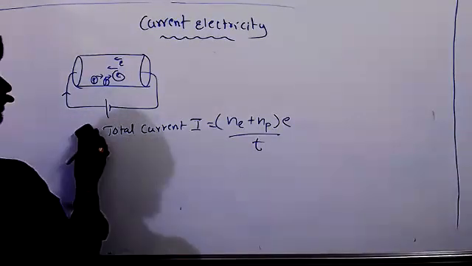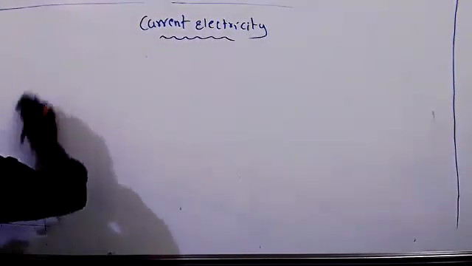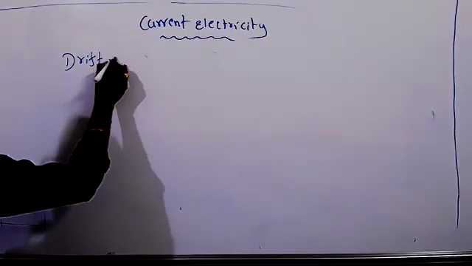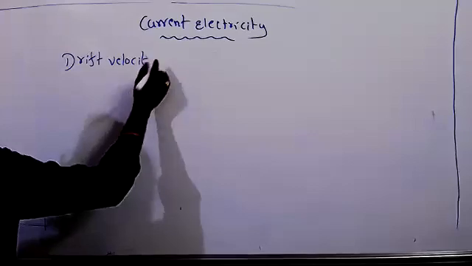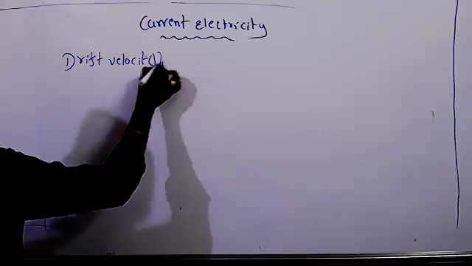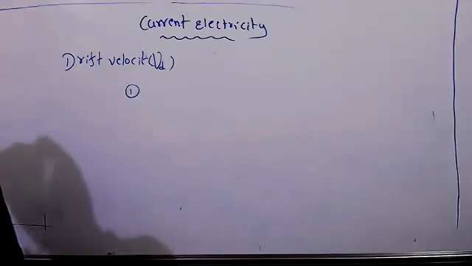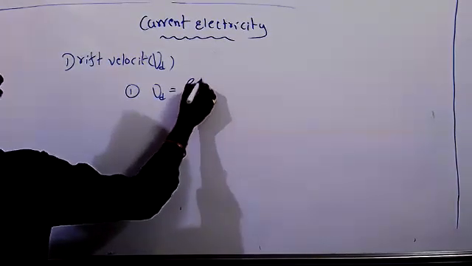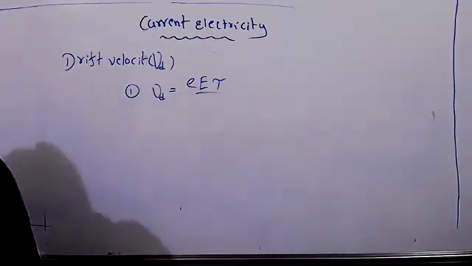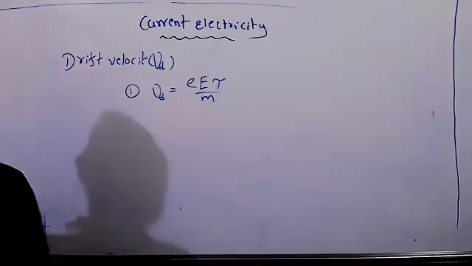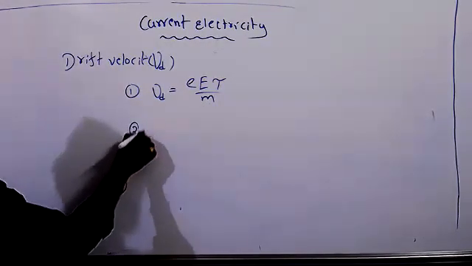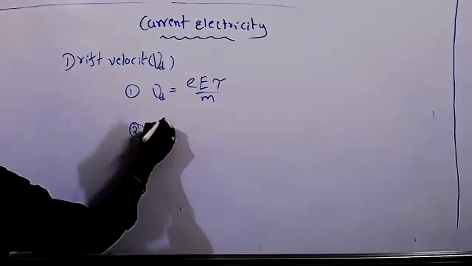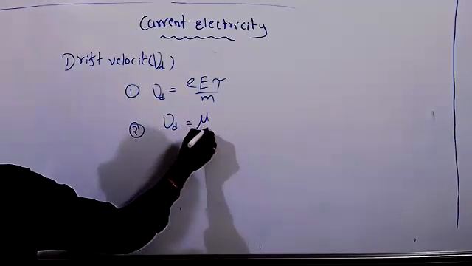One more formula for current. And in this lesson, what we have discussed is drift velocity, denoted by the letter Vd. First formula: Vd equal to e tau by m, where m is the mass of the electron. Second formula: Vd equal to mu E.